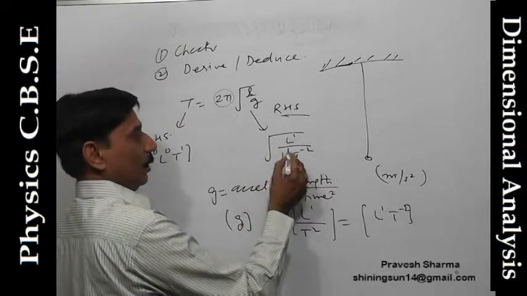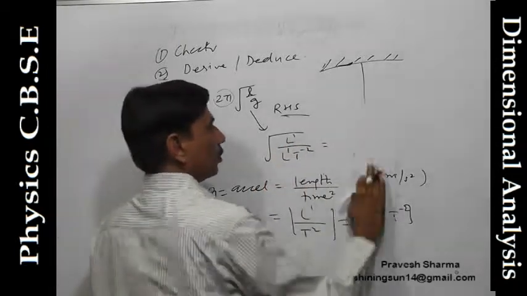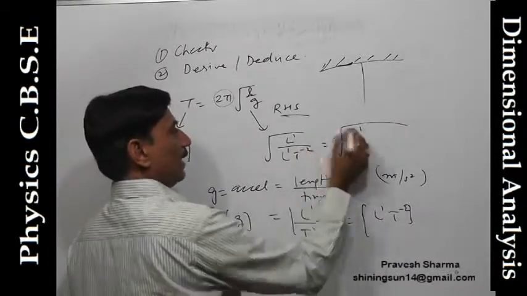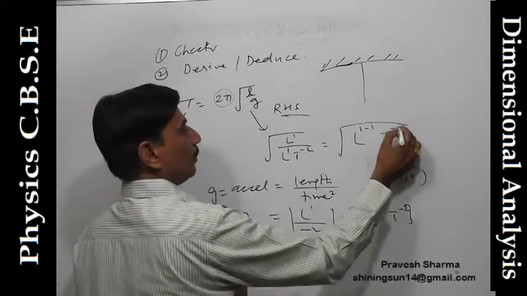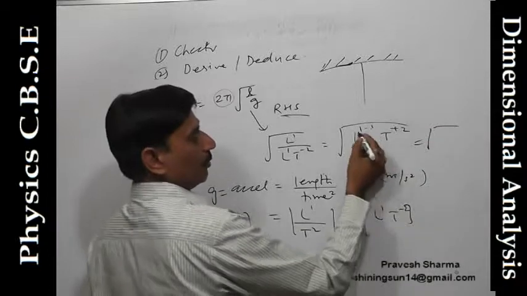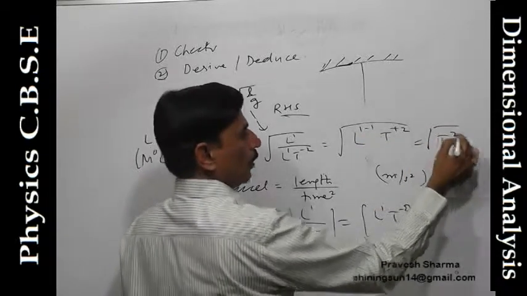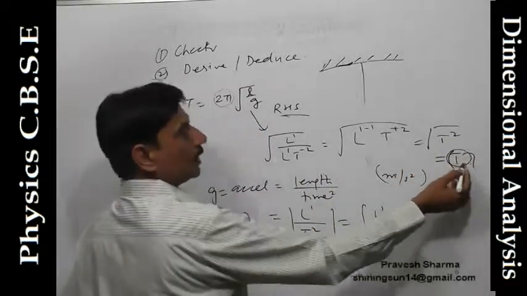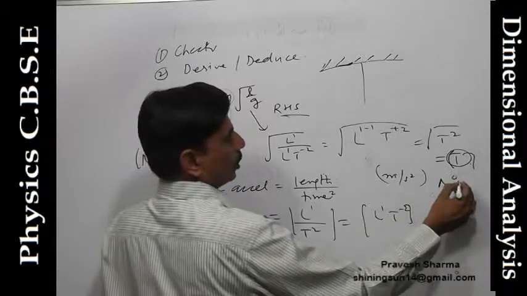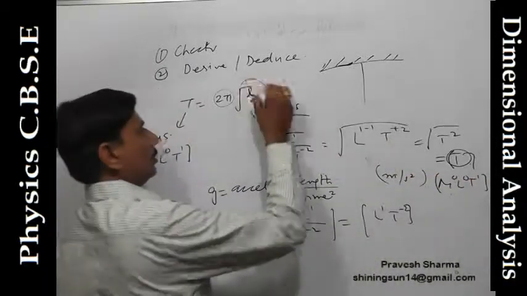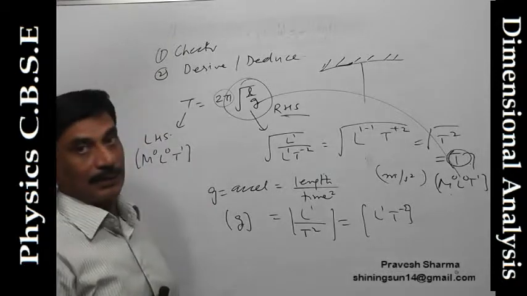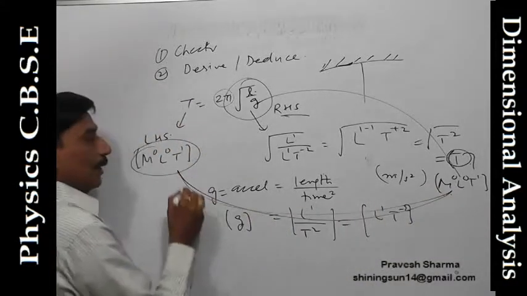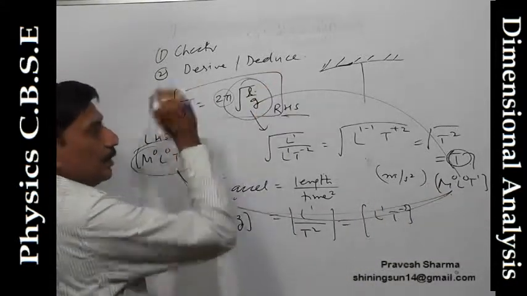So this is L1, L1 that gets cancelled, or otherwise what we can do is this is going to be root of L1. This goes up, 1 minus 1, T. This is minus 2. When it goes up, it is plus 2. So this is 1 minus 1 equals 0. So this is root of T square, which is T only. So the RHS dimensional formula is T, or M0 L0 T1. What is the dimensional formula of the LHS? That comes out to be M0 L0 T1. So RHS is equal to LHS. So that's why this formula is a correct formula.